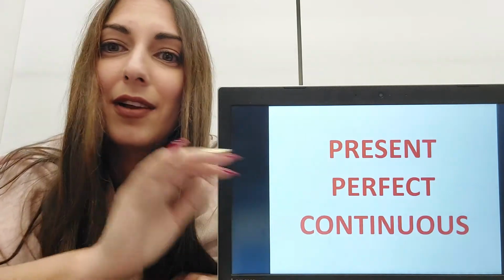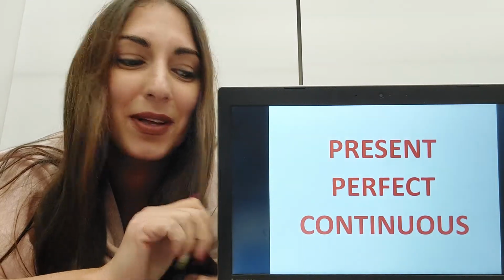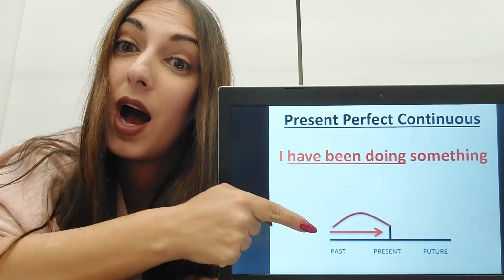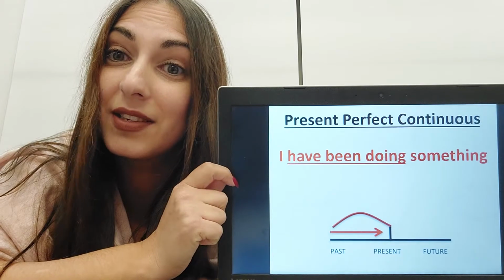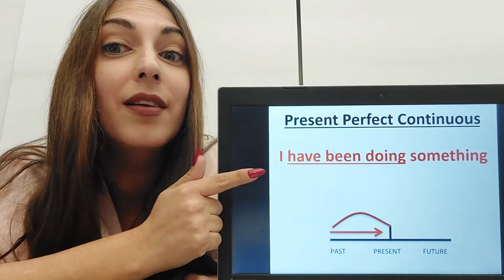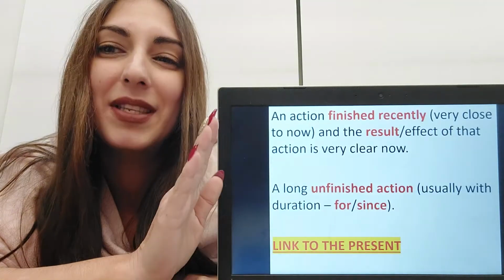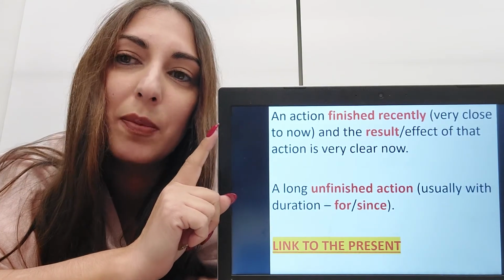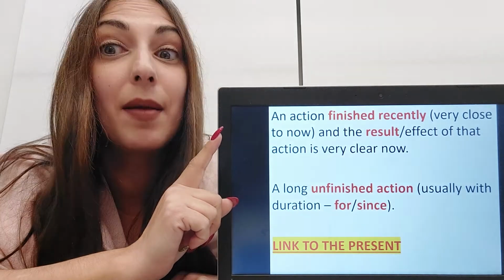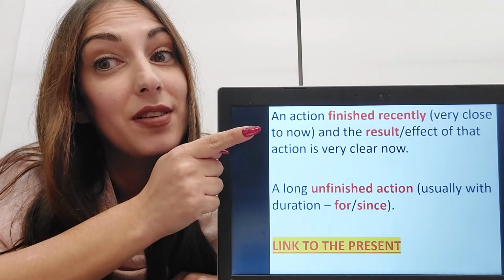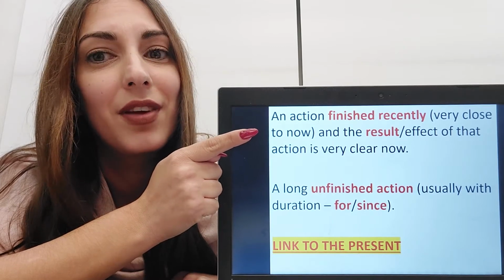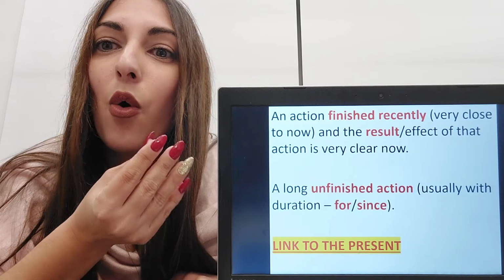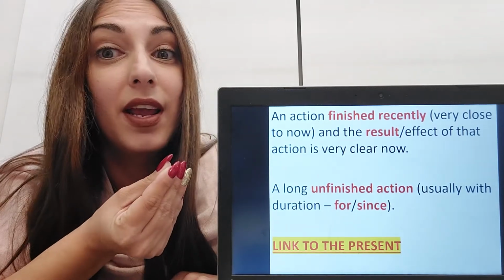Let's go to my second favorite, present perfect continuous. Now this one is exactly the same as present perfect simple in terms of past and present being linked. So I have been doing something. Let's see how it's different from present perfect simple. Now you remember, I told you with present perfect simple that an action finished any time in the past. But present perfect continuous, an action has recently finished. And you know this because the effect or result of that action is very clear now.